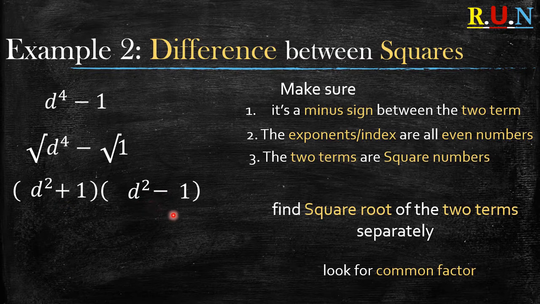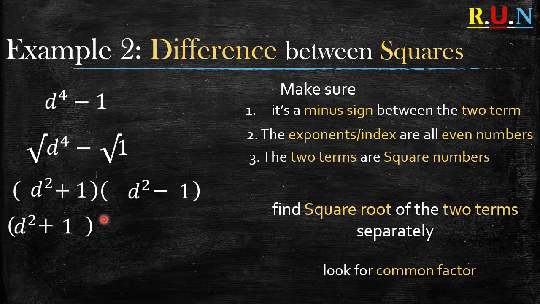When you look at the 2 terms, are there still square numbers? Yes. d squared is a square number, and the 1 is also a square number, but focus more on the d squared. We bring this first part of the answer down just the way it is, the one with a positive sign. Because remember, when we are dealing with difference between two squares, we don't mind about the positive sign.